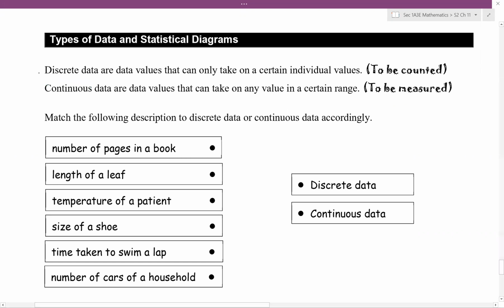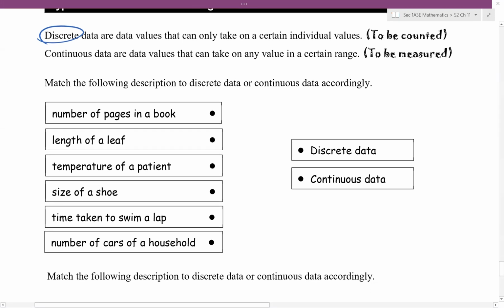Compare that with discrete. Discrete is like the opposite of continuous. These are values that can only take on certain individual values, and these are values to be counted. It will become clearer to you when we do this activity. We are supposed to match the following descriptions to either discrete, meaning to be counted, or continuous, which is to be measured.